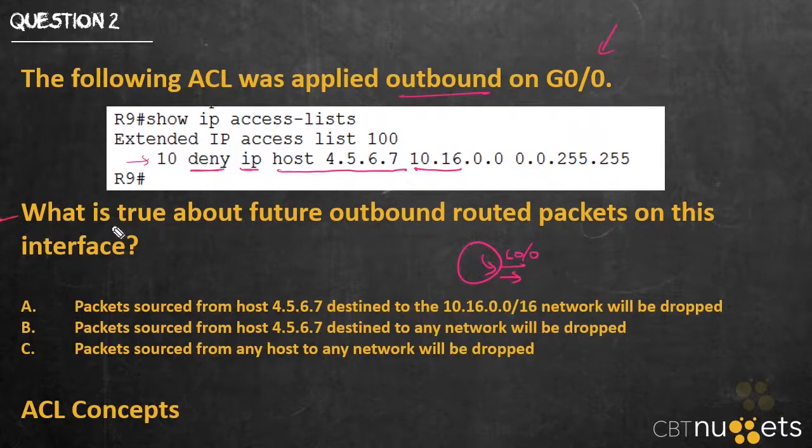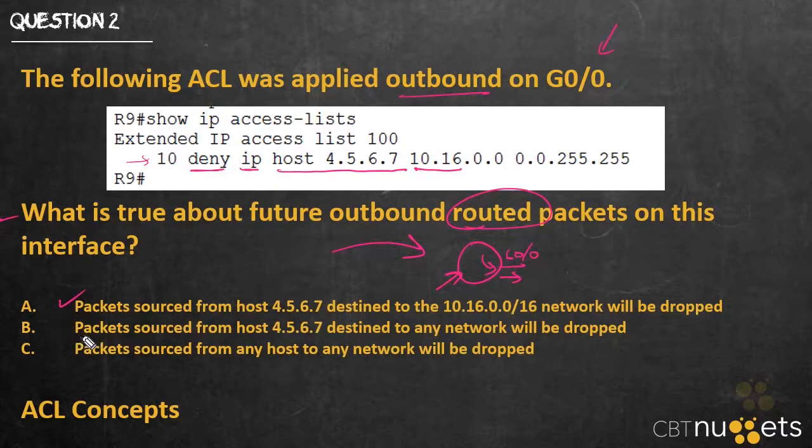Then the question is, what is true about future outbound routed packets on this interface? Now, when we talk about routed packets, we're talking about packets that are coming in from somewhere else that this router is then going to go ahead and route and forward. And answer A says, packets sourced from host 4.5.6.7, this guy, destined to the 10.1.0.0 network with a 16-bit mask will be dropped. Well, that's true. They would. This access control list explicitly says deny that traffic.